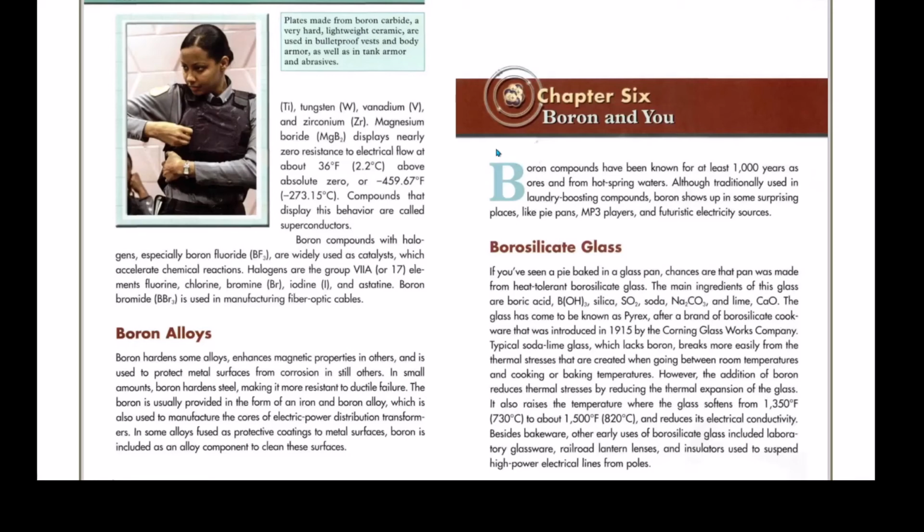In small amounts, boron hardens steel, making it more resistant to ductile failure. The boron is usually provided in the form of an iron and boron alloy, which is also used in manufacturing the cores of electric power distribution transformers. And some alloys fuse as protective coatings to metal surfaces. Boron is included as an alloy component to clean these surfaces.